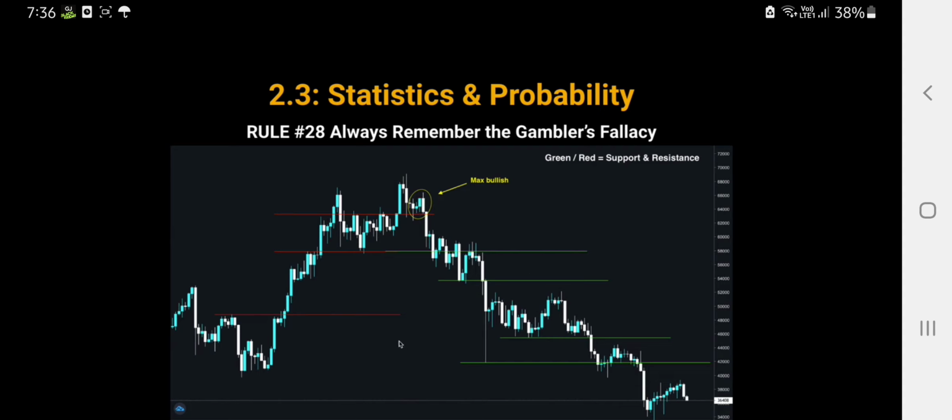Same as you can see all the way down, when we're breaking through supports, it looks like we're never going to stop breaking through supports, and of course eventually we do find a bottom and we pump.